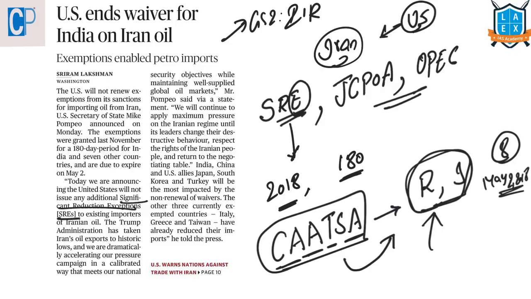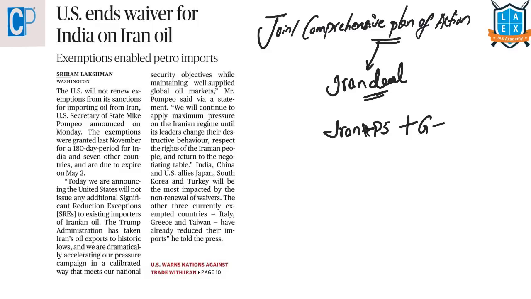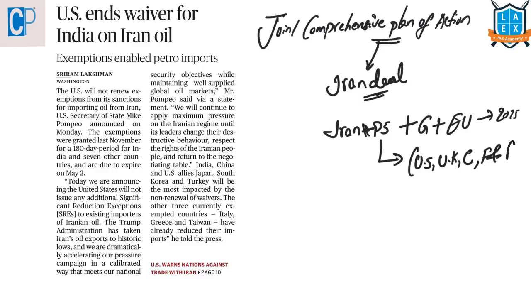Now, the next thing is, what is this Joint Comprehensive Plan of Action? This is commonly known as the Iran deal, and this was signed between Iran and the P5 countries, that is the permanent 5 countries, plus Germany and the European Union in 2015. Who are these permanent 5 countries? US, UK, China, France and Russia.